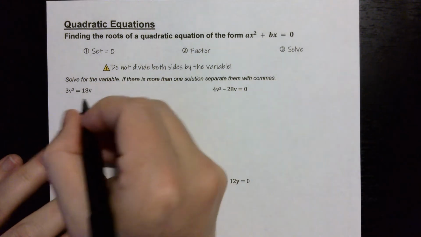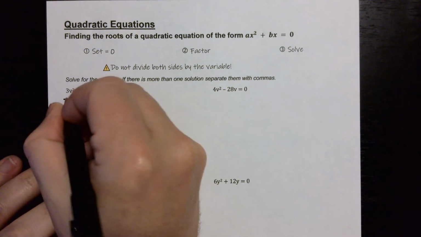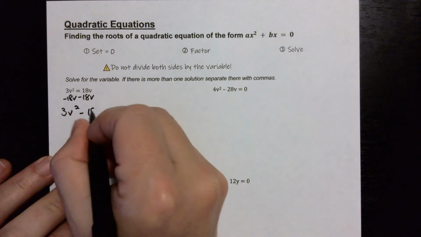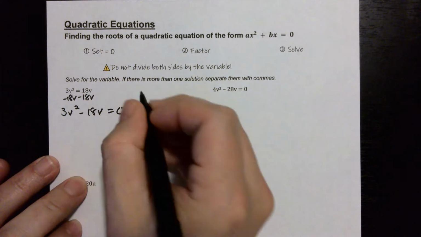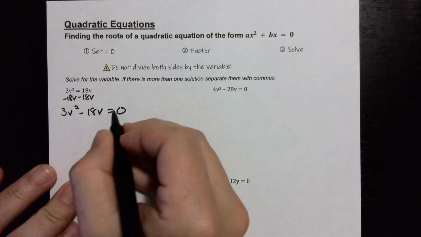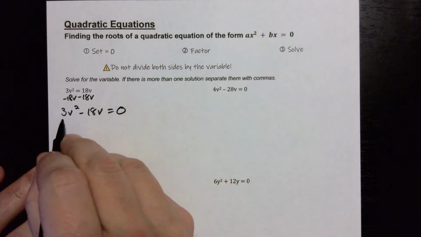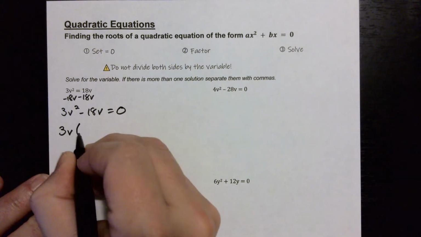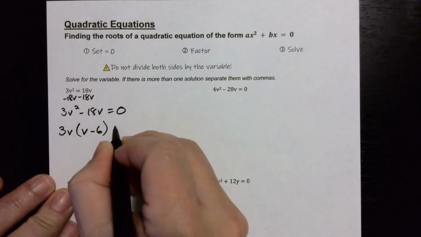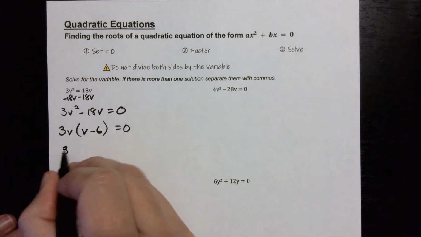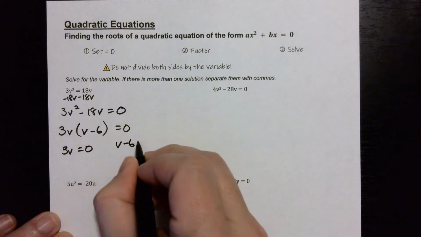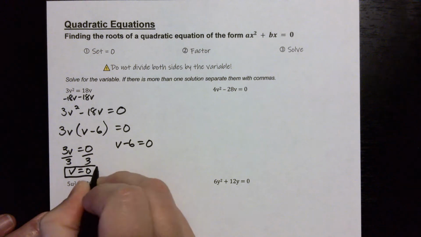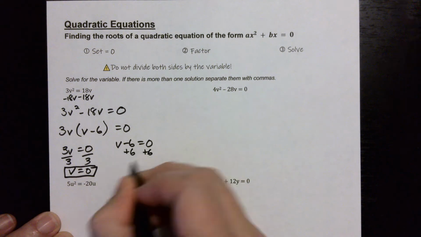Okay, so if we set it equal to 0, I'm going to subtract the 18v from both sides. That'll give me 3v squared minus 18v equals 0. Now I'm going to look at this and factor out anything that I can. Both of them, I can divide a 3 out of and a v out of. So let's factor out a 3v, and that'll give me v minus 6 equals 0. So two solutions, 3v equals 0 and v minus 6 equals 0. Divide, v is still equal to 0 there, and plus 6, v is equal to 6.